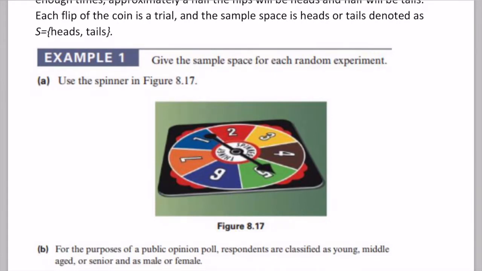So, give the sample space for each random experiment. Use the spinner in figure A17. Okay, so for A, I have a sample space of 1, 2, 3, 4, 5, 6, and 7, which are all the possible outcomes. Okay? So B.